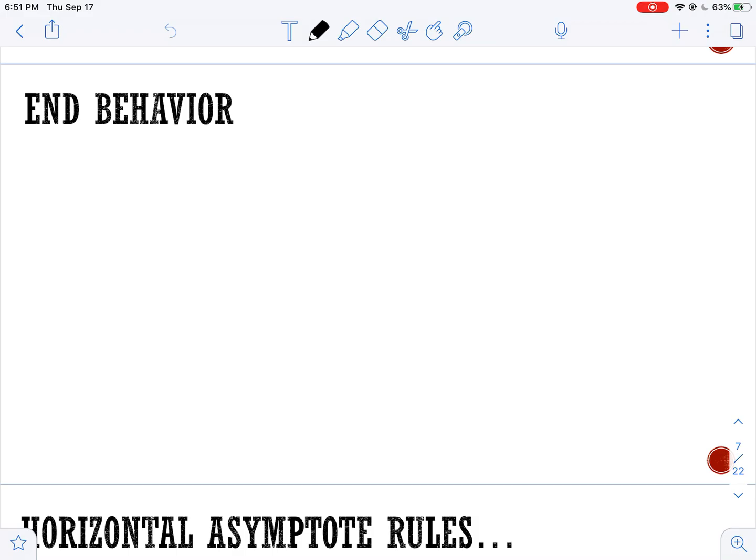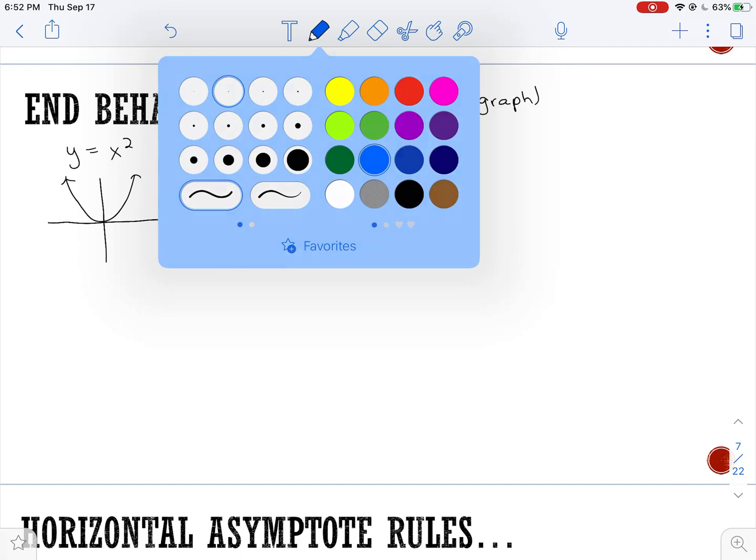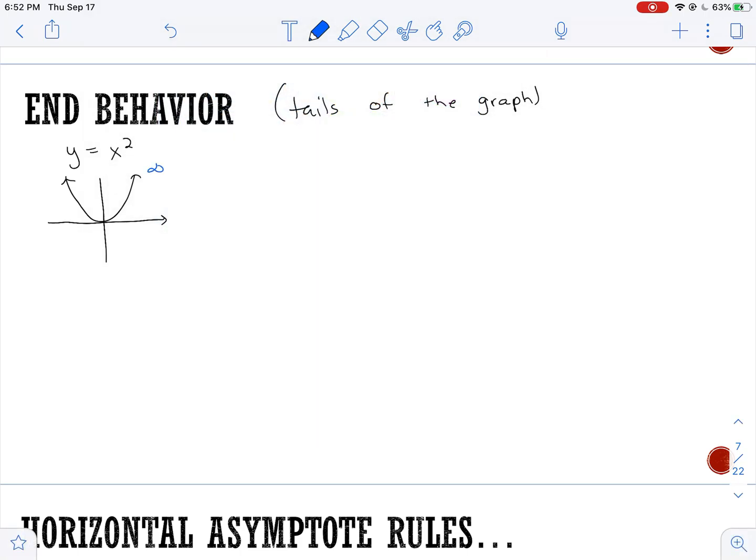So the first thing let's remind ourselves of is end behavior. So what are the tails of the graph doing? We're going to look at the tails of the graph. When you first learned about end behavior, you looked at it in terms of a function like x squared, where if you just drew x squared, you have a happy looking parabola. So the end behavior is both tails of the graph are shooting up to infinity and infinity.